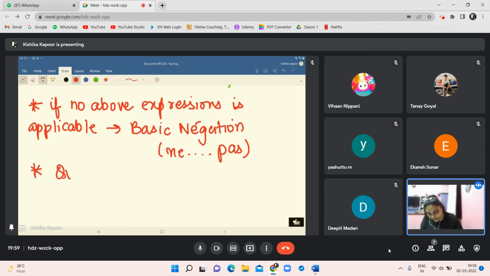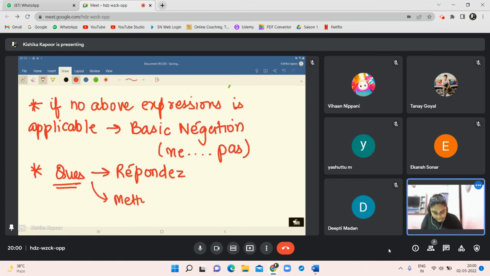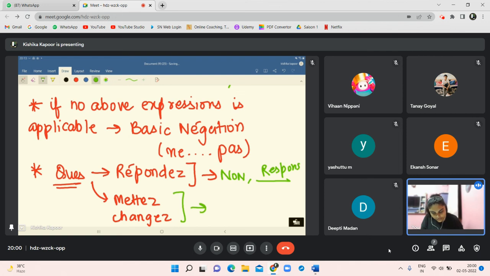You are going to get two types of questions in your exams. Okay, focus. The first will be répondez. You will have to respond to them, like all the above examples I did, question answer. And the second one will be mettez or changez. Put or change. When it's répondez, you are going to first write non and then you give your response. Whereas in your mettez, changez, you directly change to negative.